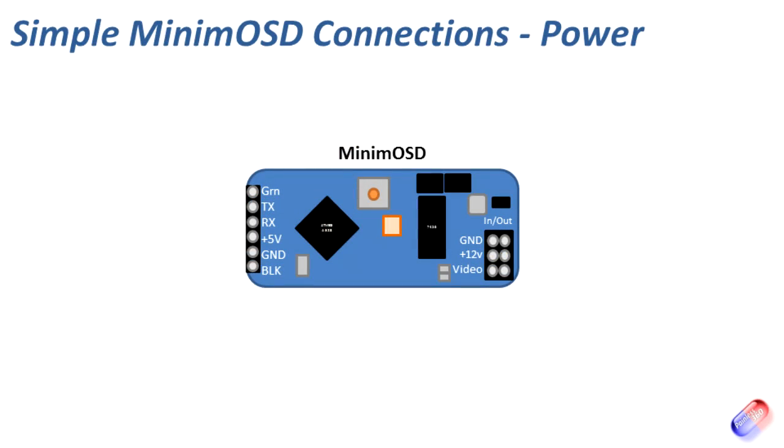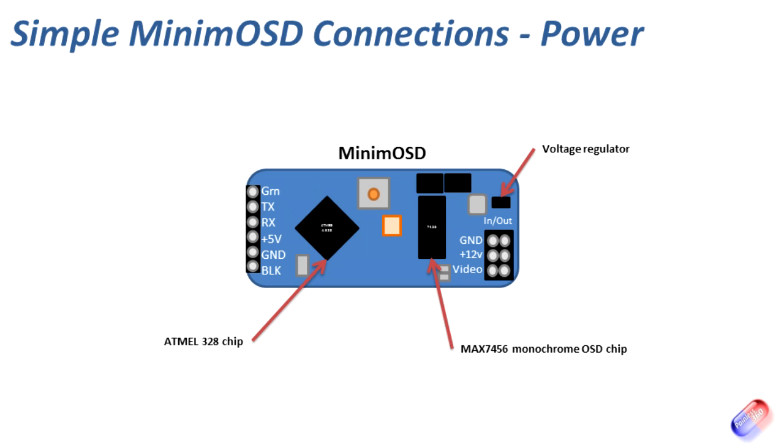So here's a diagram of our friend the MinimOSD. The FTDI connector is on the left that we've just plugged everything into, and on the right are the two connections, both in and out, for the video. One will go to the camera and the other one will go to the video transmitter. If we look at what is on the board, the main two chips are the Atmel 328 CPU, which is why we chose the 32L in the Arduino program, and the other one is a MAX7456 chip, and its job is to overlay the on-screen display information on top of the video that's coming in from the camera.